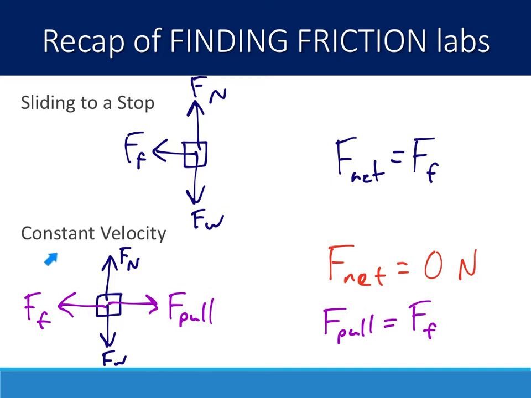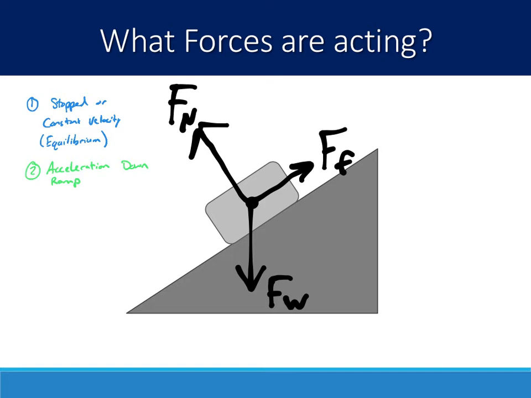The next case is our constant velocity, where maybe the frictional force and our applied force or our pulling force might be the same, might equal each other. And this would mean the net force is equal to 0, but the pull and the frictional force are identical. They're the same magnitude, okay, just opposite directions. All right. How does this relate to ramps?